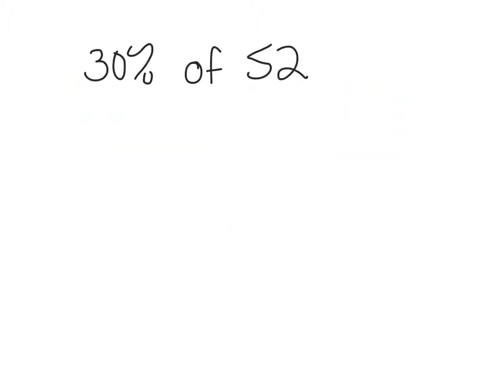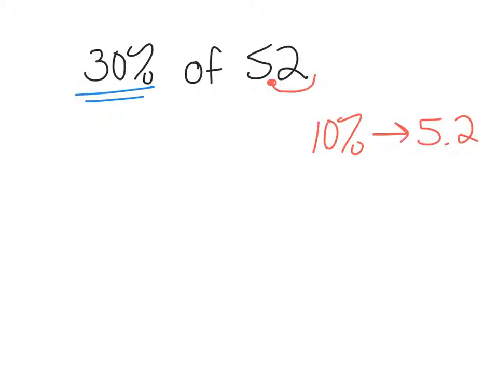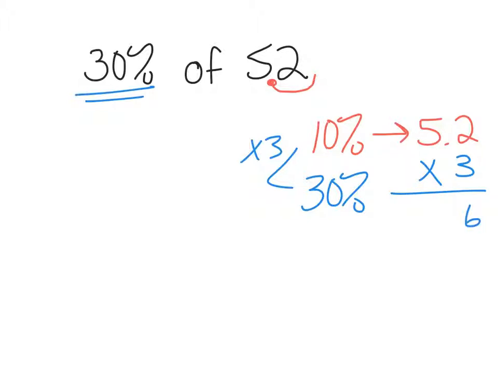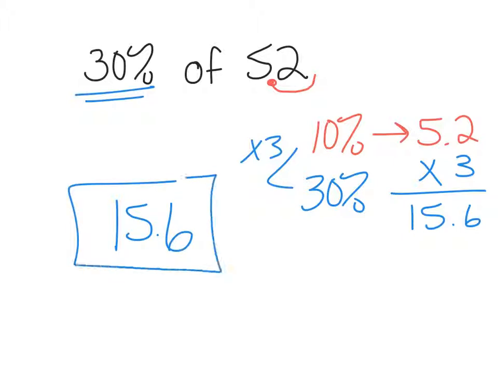So I'll look at another example using this 10% trick. So if we start with the number 52, if we move the decimal one place to the left, that gives us 10% of the number. So in this case, 10% of 52 is 5.2. So I don't want to know 10% though, I want to know 30%. Well, 30% is 3 times 10. Okay, this is times 3, right, to get to 30%. So all I need to do then is multiply this number by 3. So when I do that, I get 15.6. Okay, so the 30% of 52 is 15.6.